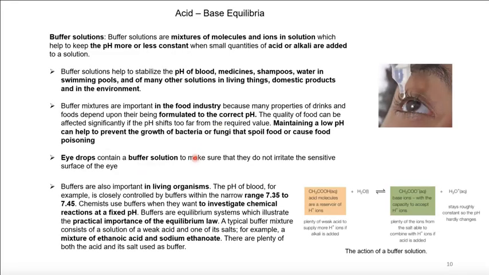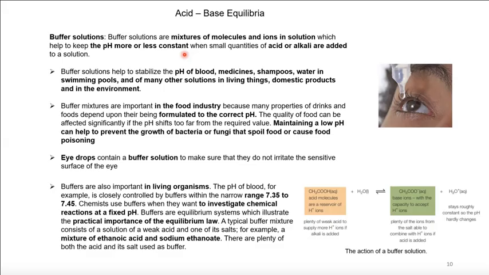Okay. Next, we have buffer solution. What is a buffer solution, and why are we talking about buffer solution? This is another thing we have to discuss a little bit. A buffer solution is a mixture of molecules and ions in a solution. The pH is more or less constant. A buffer solution has a pH that stays more or less constant when we add a little bit of acid or a little bit of alkali, so we say that it is almost constant.